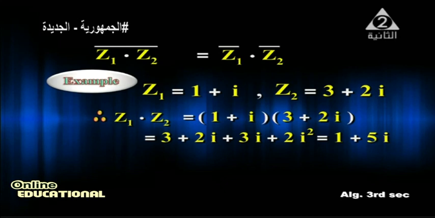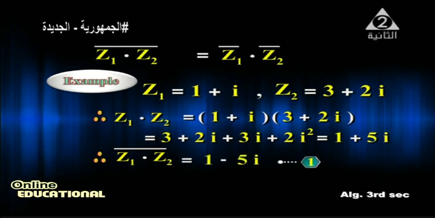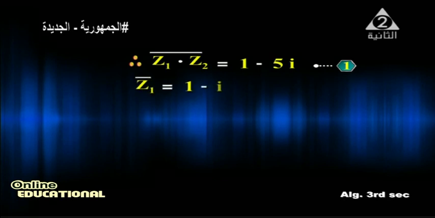What is the conjugate of the product z1 z2? The conjugate equals 1 minus 5i. This is number 1. Now the conjugate of the first, z1, is 1 minus i. The conjugate of the second is 3 minus 2i.